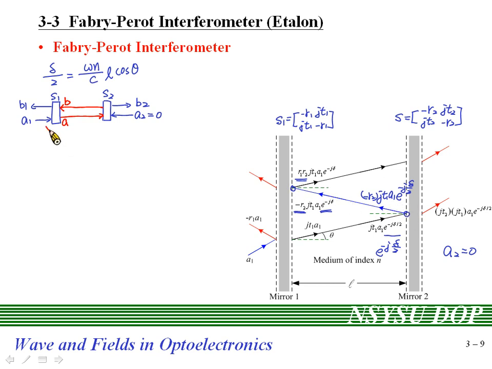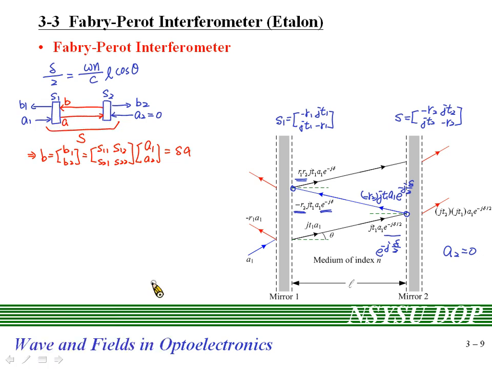Our purpose is to find out the scattering matrix of the whole system, which will help us to express B1, B2 as S11, S12, S21, S22 times A1, A2. Later, B is S A. So our purpose is to find out all the elements in the scattering matrix for the whole system for the Fabry-Perot interferometer formed by the two mirrors.